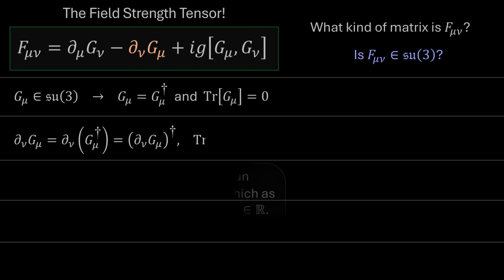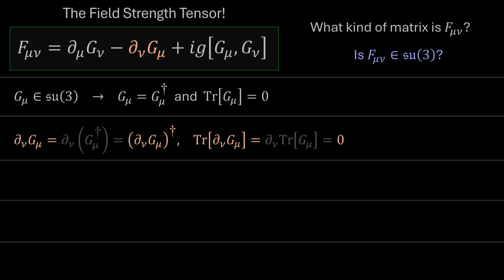But now what about the trace of the derivative of g mu? Does that also equal 0? Well, yeah, because if you take the trace of the derivative of g mu, that's the same thing as the derivative of the trace of g mu, and we know that the trace of g mu is 0. Therefore, the derivative of the trace of g mu is the derivative of 0, which is 0. So we've just confirmed that the derivative of our gauge field does live in SU3.